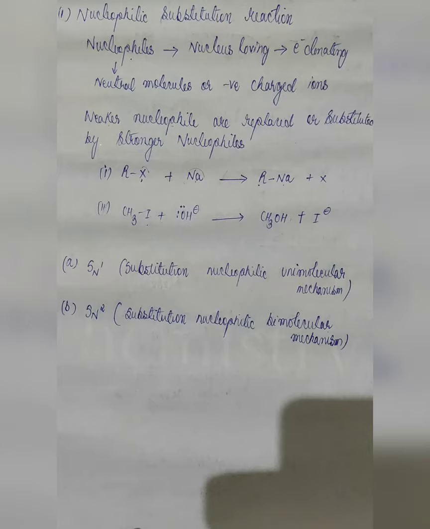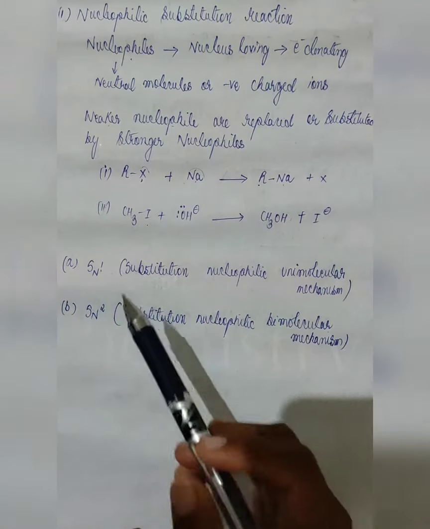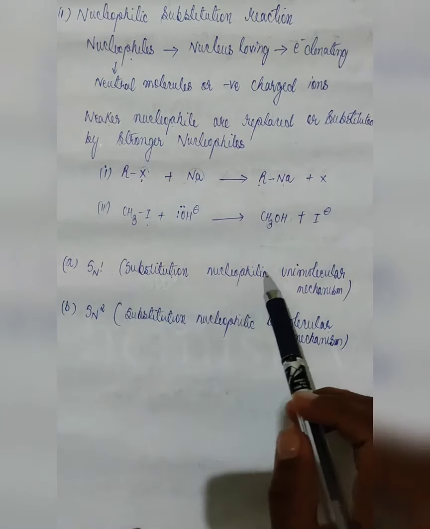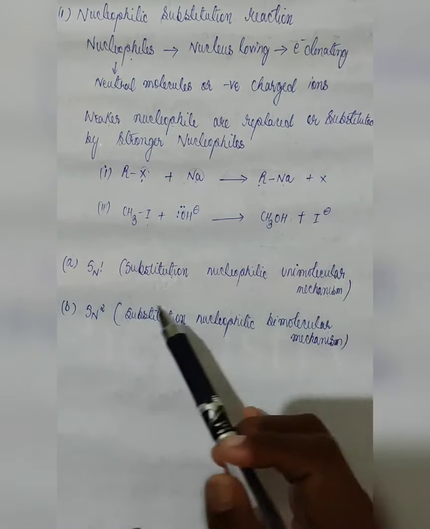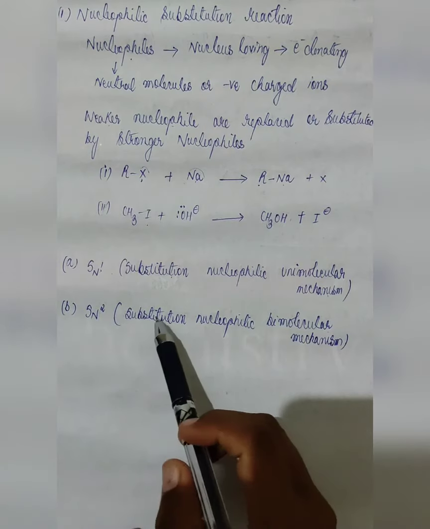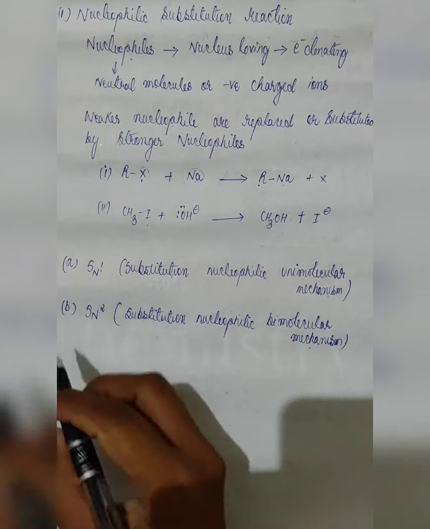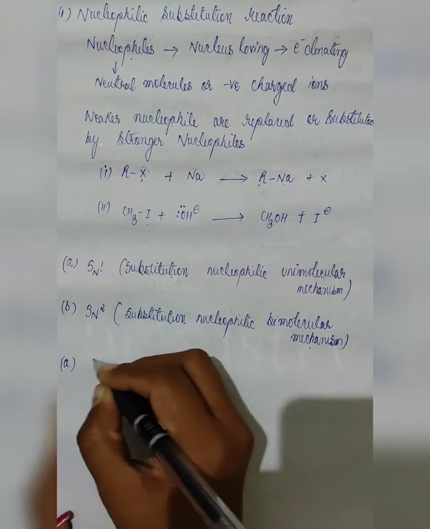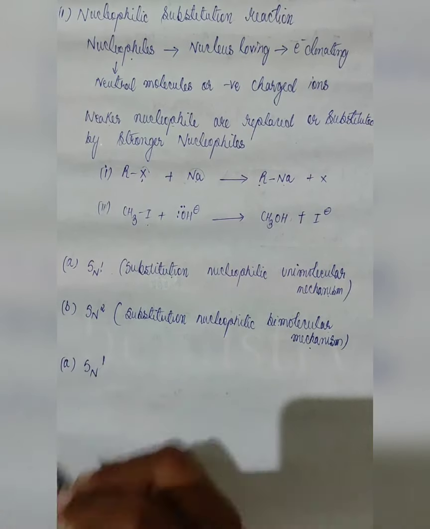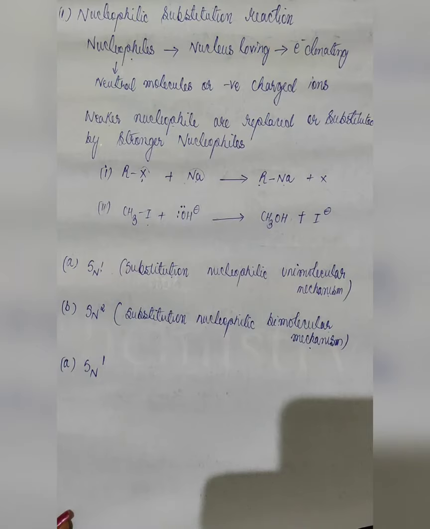Nucleophilic substitution reaction takes place through two different mechanisms. The first one is SN1, also known as substitution nucleophilic unimolecular mechanism, and SN2, that is substitution nucleophilic bimolecular mechanism. Now let us see the first one, which is SN1. In this reaction, it takes place basically in two steps.